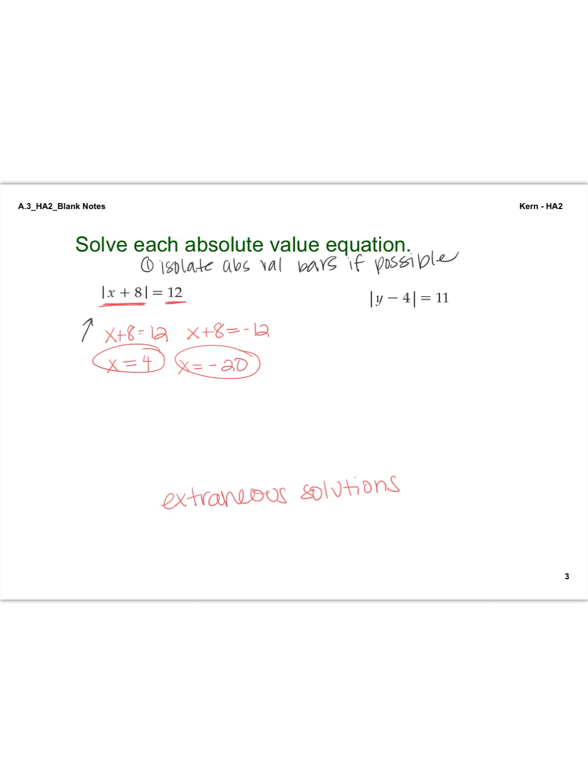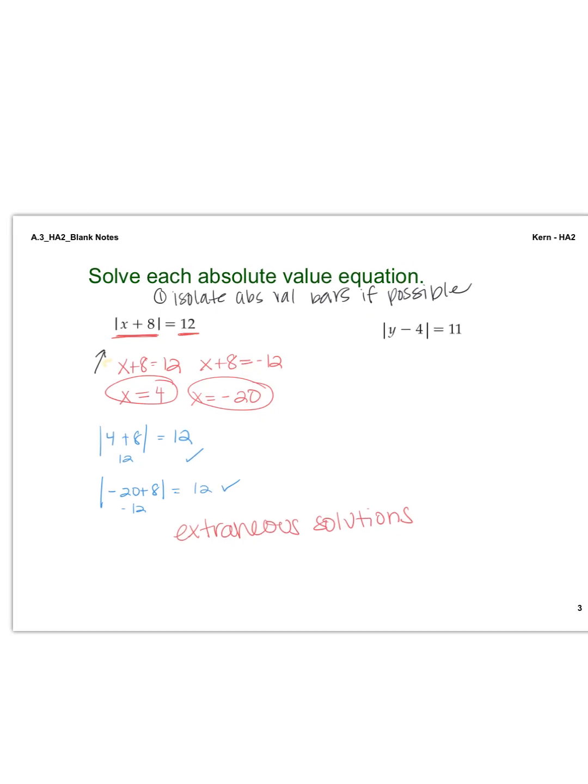So if we're checking here, we'll put 4 back in for x, and you need it to read true. 8 plus 4 is 12. The absolute value of 12 is 12. So that makes sense. And then if you put negative 20 back in, the absolute value of negative 20 plus 8, negative 20 plus 8 is negative 12. The absolute value of negative 12 is 12. So both of these solutions work out and are answers to our equation.